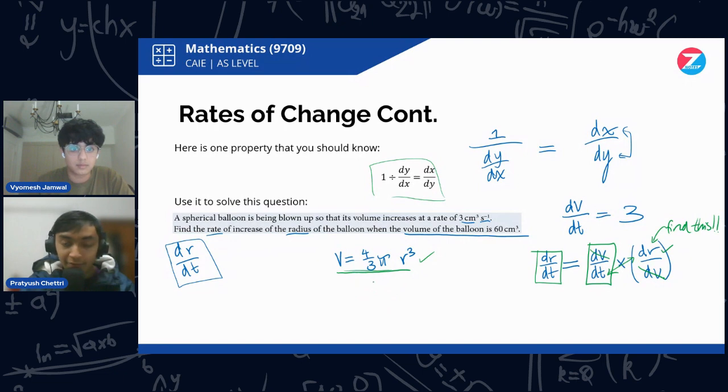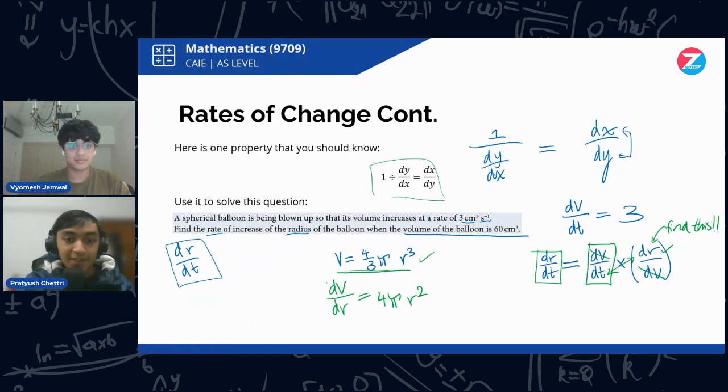And now the way I do it is I'd first, what's the word for it, differentiate it with respect to radius. I'm differentiating volume with respect to radius, so the radius power becomes times 3, 4 over 3 times 3 is just 4 pi, and that's r squared. Fun thing, this is surface area. You can look into that later as well.